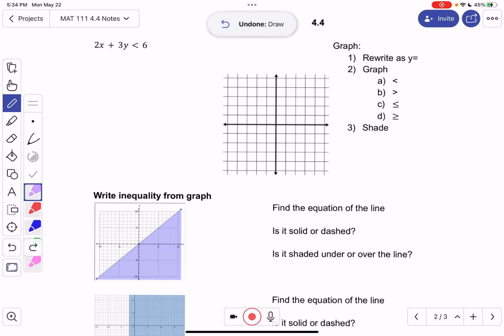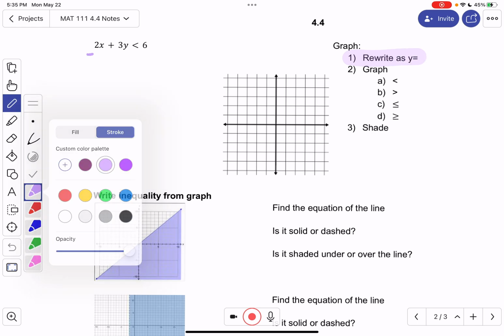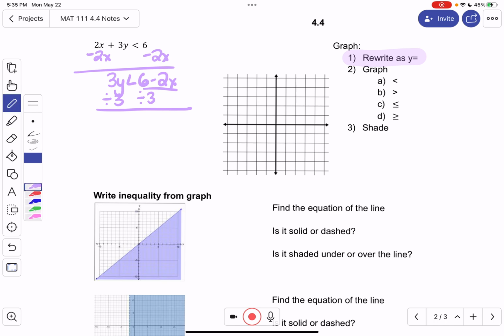So the first thing we want to do is rewrite it as y equals a number. So we're going to get this 2x to the other side. Then divide everything by 3. So 3y divided by 3 is y. 6 divided by 3 is 2. And negative 2x divided by 3 is negative 2/3. We have that there.